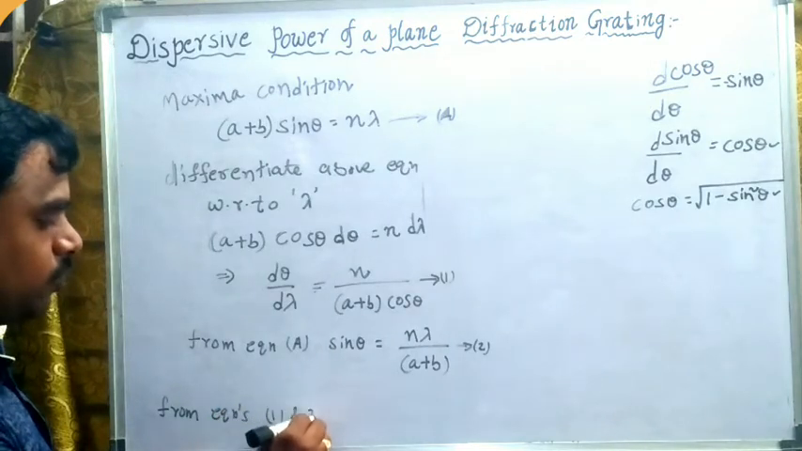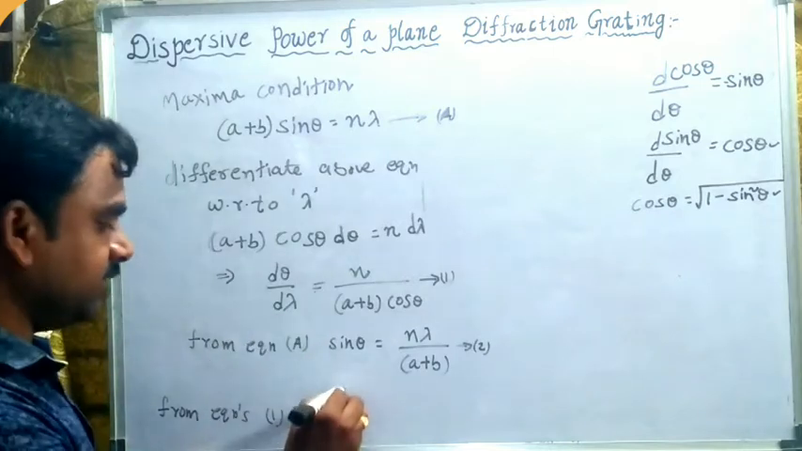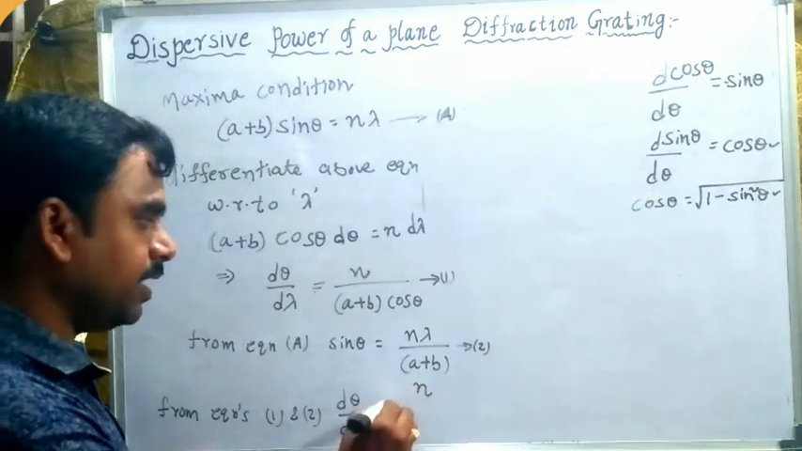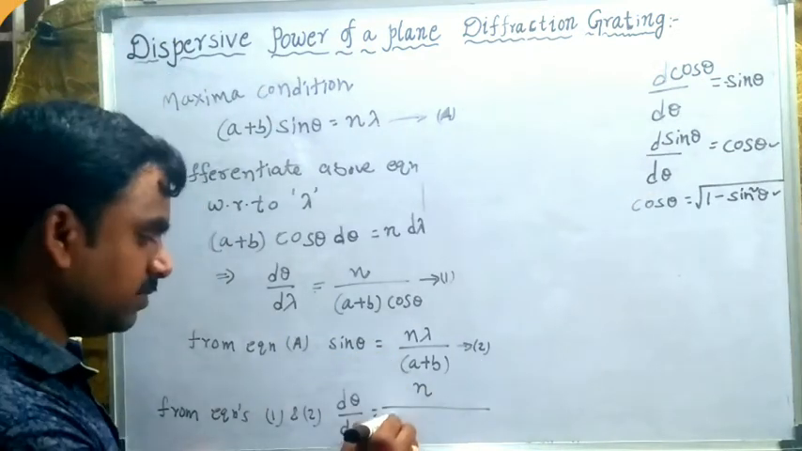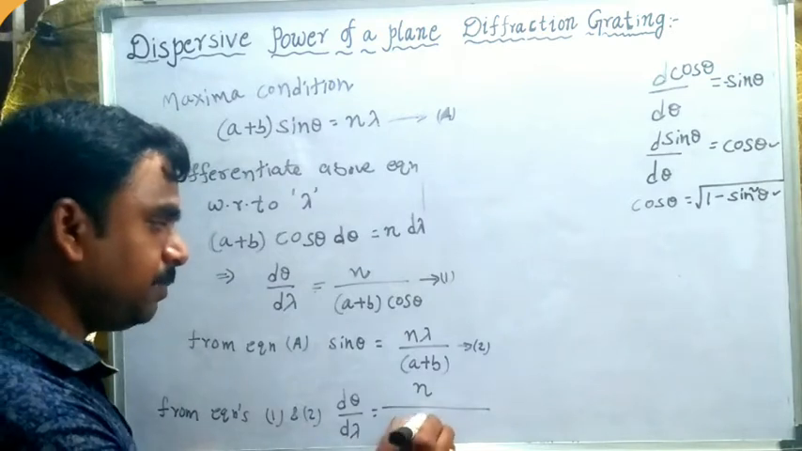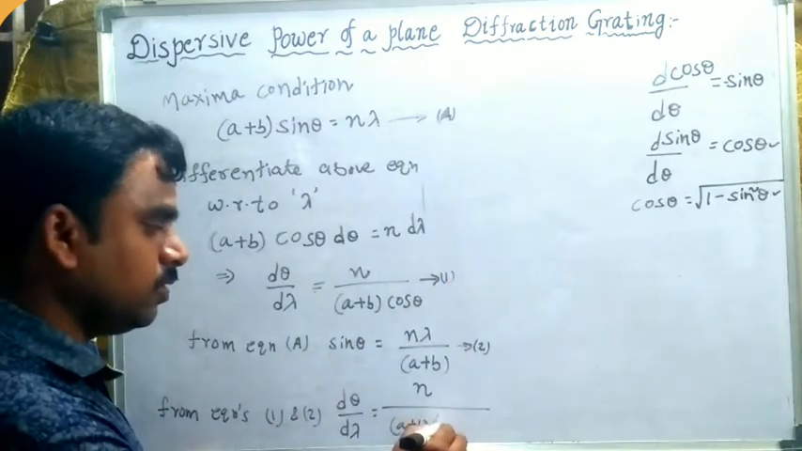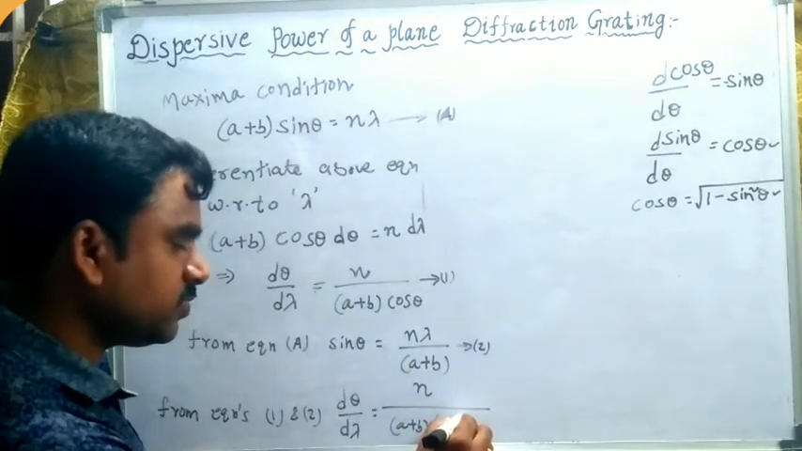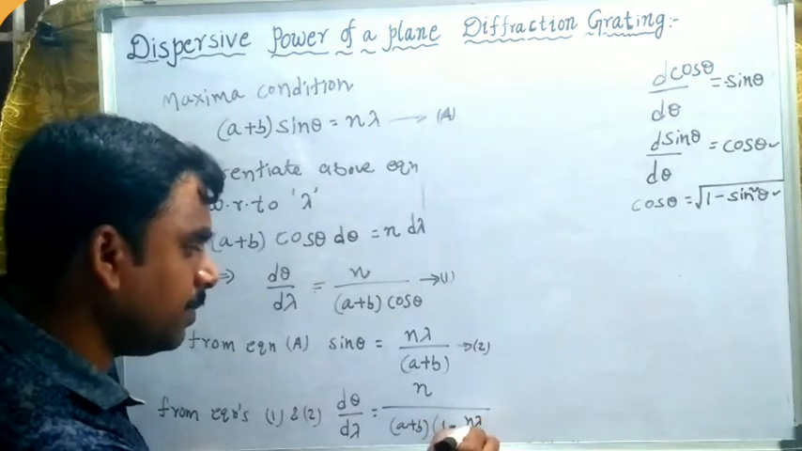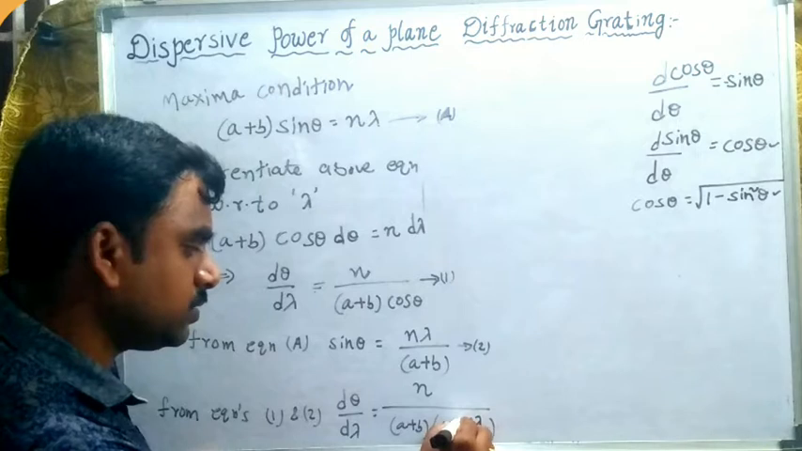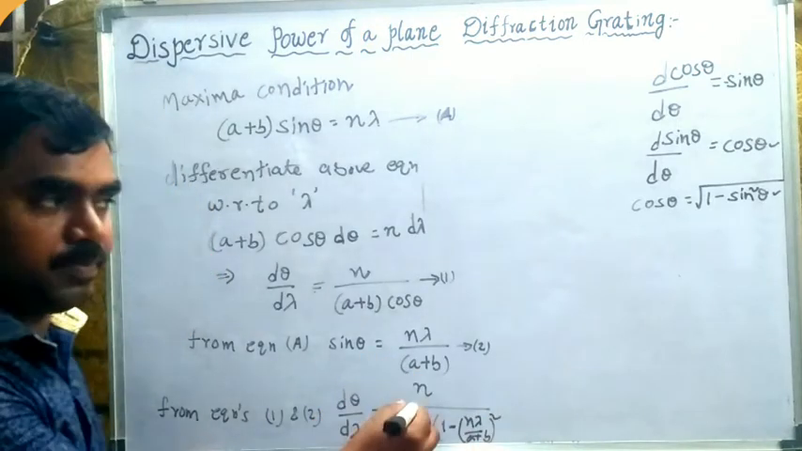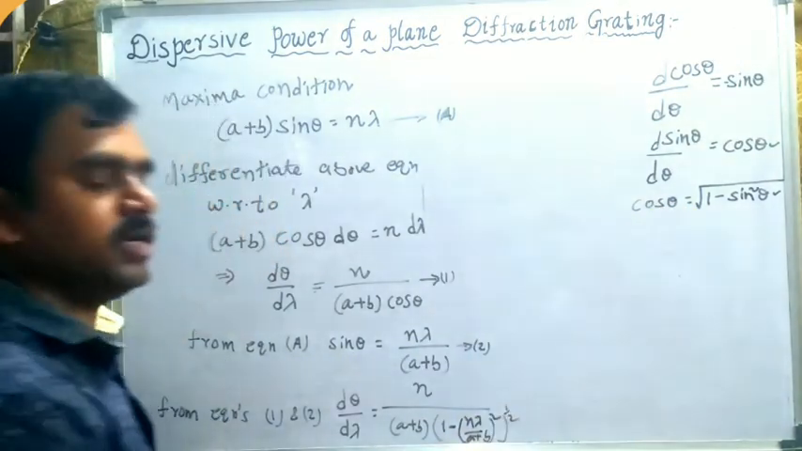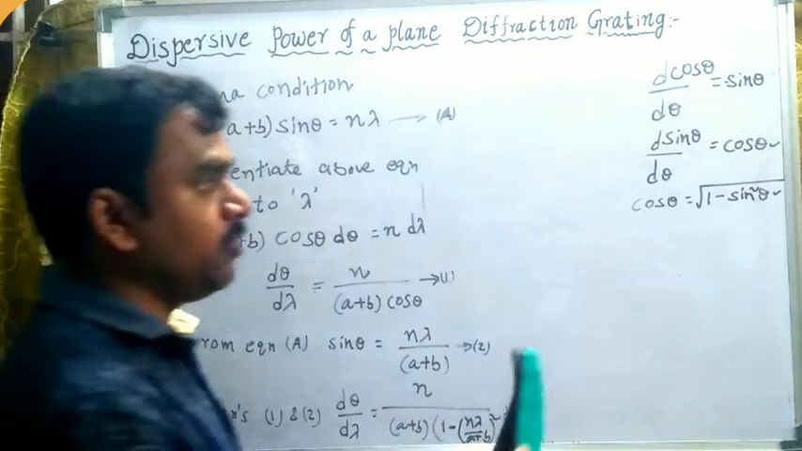And from equations 1 and 2, we can write d theta by d lambda equals n by (a plus b) multiplied by cos theta, which is root of 1 minus sin square theta. Sin square theta is (n lambda by (a plus b)) whole square, whole power, it is a root only. That's why I have to write the power 1 by 2. Now we are going to simplify.